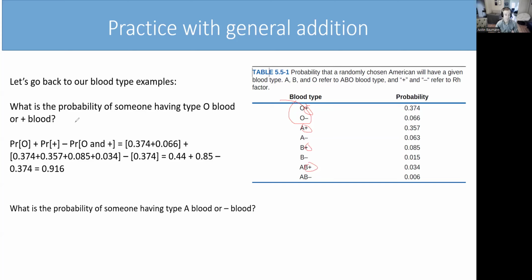Right? And then we have to subtract the probability of O and positive, which is this bit. So let's clear that up and let's see. Probability of O plus the probability of positive minus the probability of both. So we can see we did the math and you get 0.916. So now let's calculate the probability of something having type A blood or negative blood using the same principle.